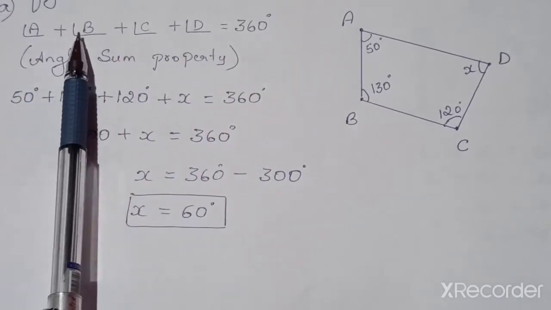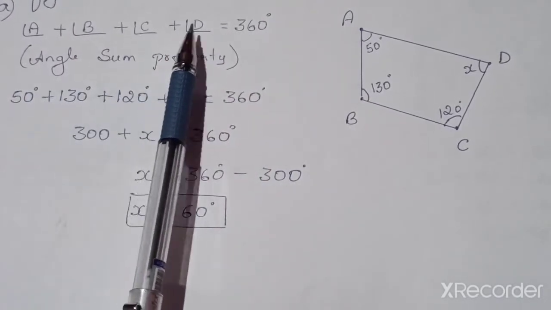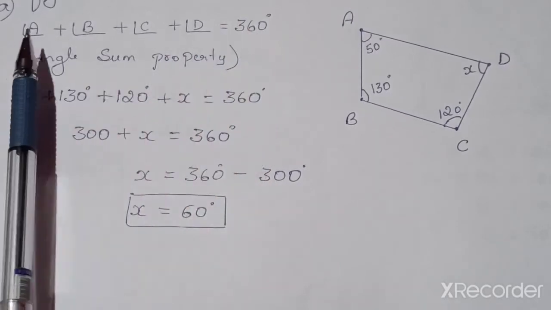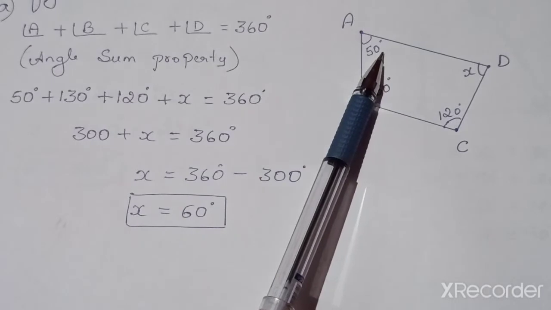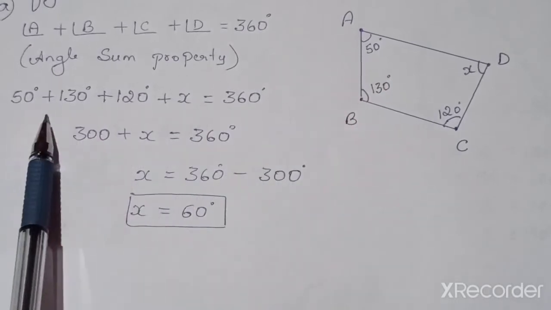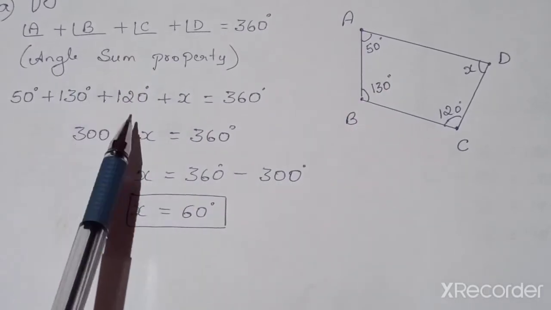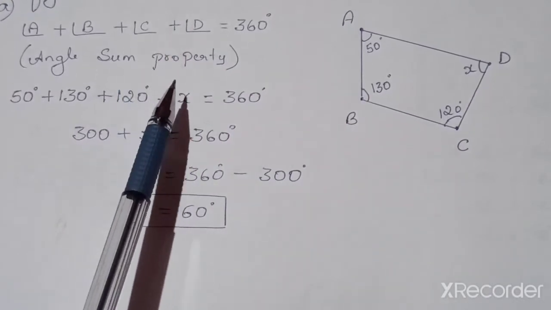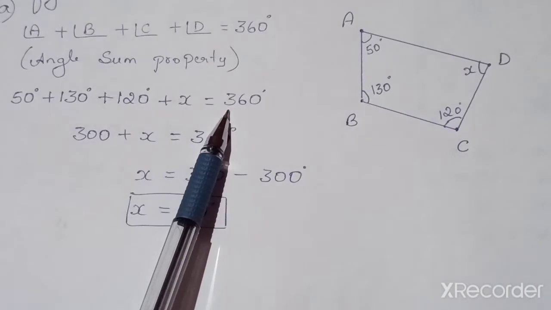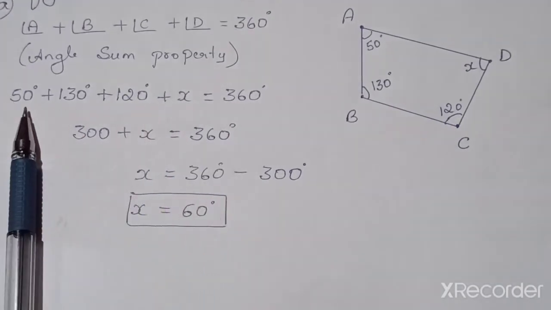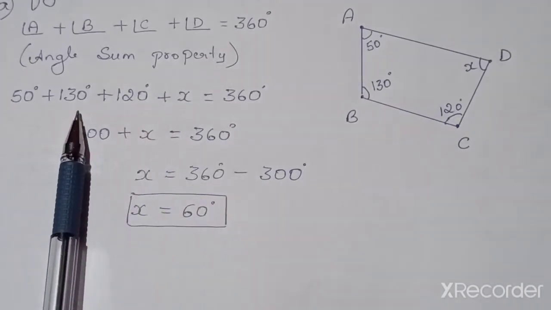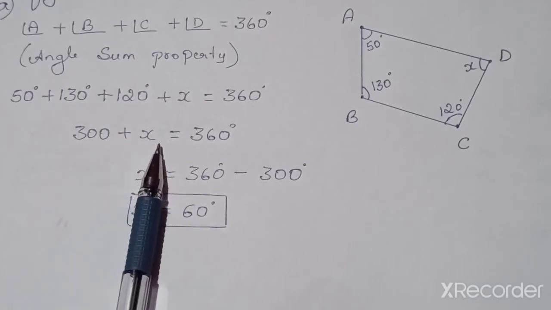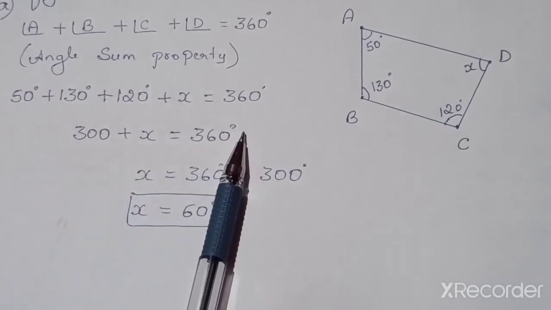Angle A plus angle B plus angle C plus angle D is equal to 360 degree. Angle A is 50 degree, angle B is 130 degree, angle C is 120 degree, plus angle D is x, equal to 360 degree. So let us add this: 50 degree plus 130 degree plus 120 degree is 300, plus x is equal to 360 degree.